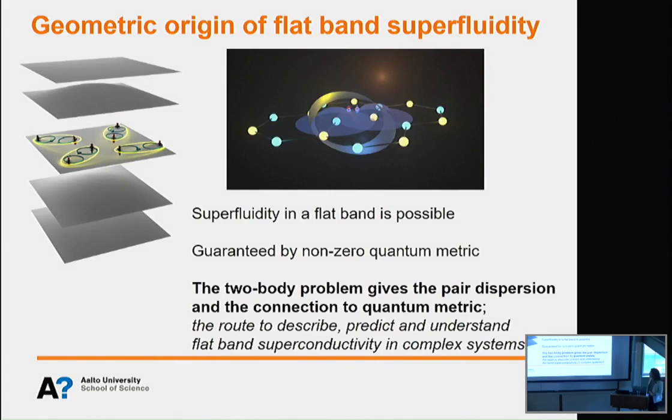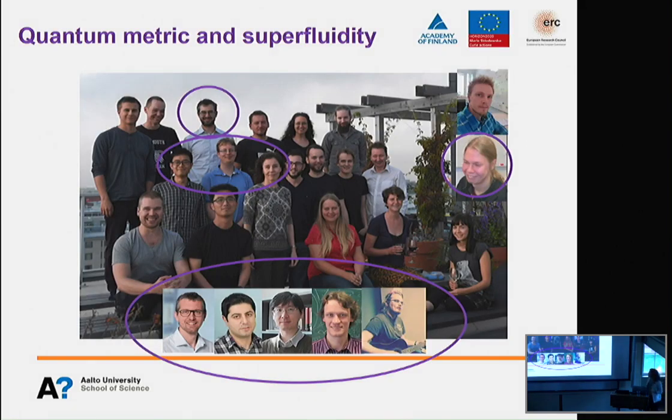And that's my conclusion. We have shown that superfluidity in a flat band is possible. It's guaranteed by topological and geometrical quantities, and the two-body problem already seems to give much of the essentials of this phenomenon. And here are the people, in particular our ETH collaborators, Sebastian Huber on some of the parts, and then Sebastiano Peotta and Long Liang are the two very important postdocs in this work. Both are searching for positions if you are interested. Thank you.